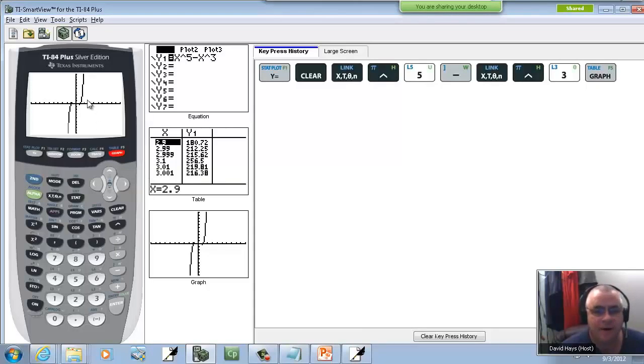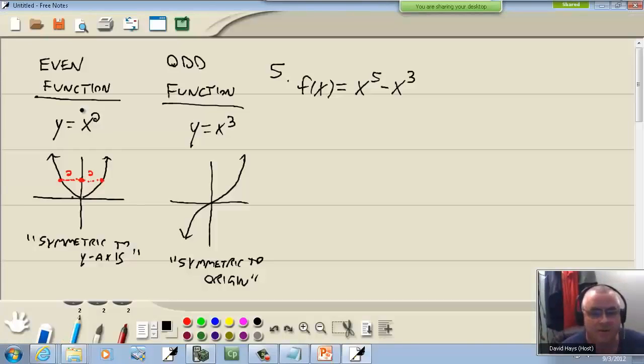Okay, now if it's even or not. Well, if we take the right side of our graph and flip it over across the y-axis, this right here, there's nothing for it to land on over here, so it's not even. But it is odd, and I wanted to have an example of an odd one up here to show it.